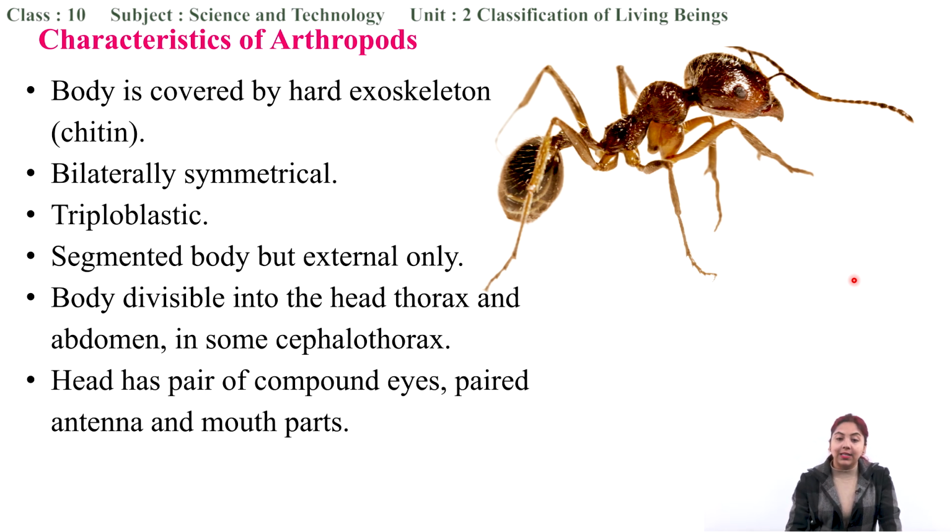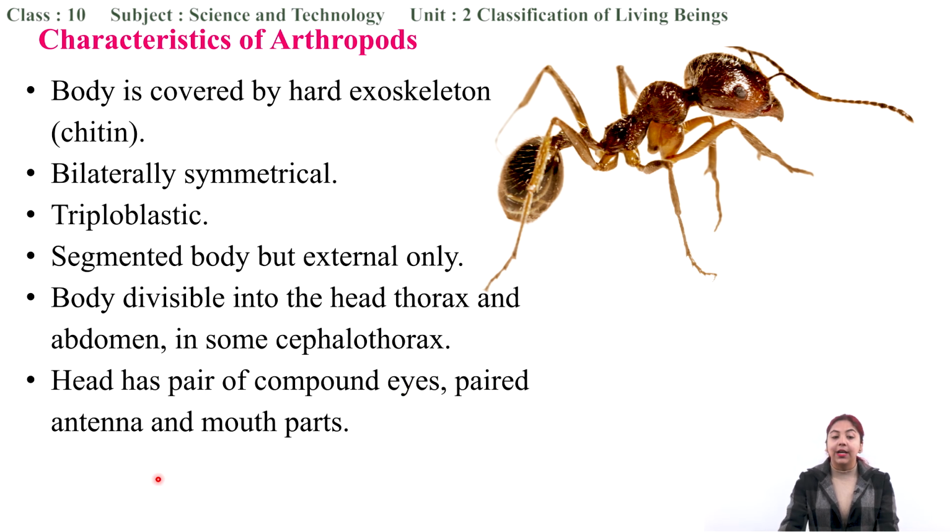Now their head has a pair of compound eyes, a paired antenna, and mouth parts. The most common example is the housefly. Since the housefly has compound eyes, it has a very sharp vision, and when we try to kill a housefly, it is almost impossible due to this reason. Their vision is very elaborate, so it is very difficult to kill a housefly. It just flies away so fast.